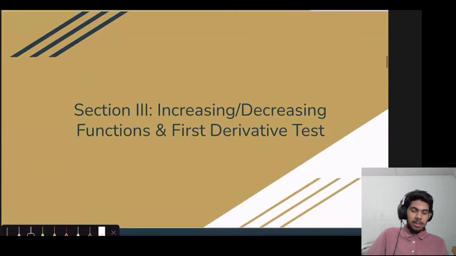Okay. So now we're going to introduce something called increasing and decreasing functions. Well, maybe not introduce that, but maybe the first derivative test is something that's new. So this helps us classify minima and maxima even more. So now we can determine local minima, local maxima, stuff like that. So this will give us a new technique.